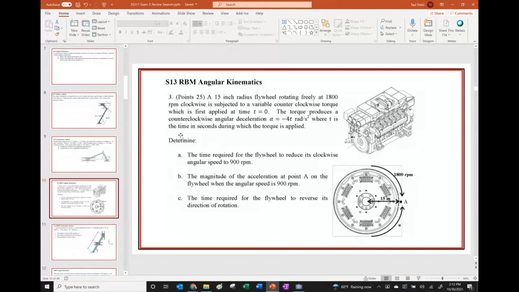And the time required for it to completely reverse, which essentially means that it's... Sure, we cannot see what you are writing.